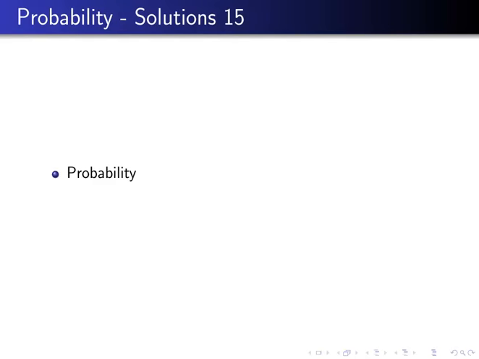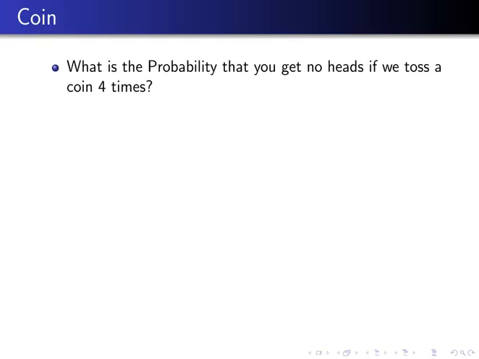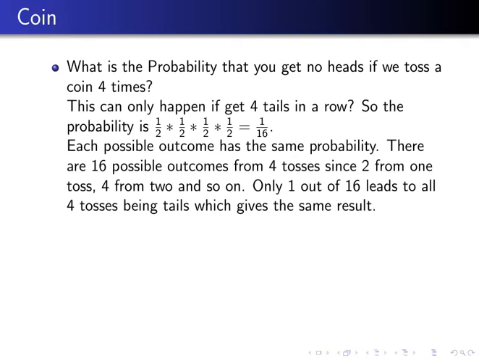We look at the solutions to problem set 15 here. What is the probability that you get no heads if you toss a coin 4 times? This can only happen if we get 4 tails in a row. So the probability is a half times a half times a half times a half, which is 1 over 16.